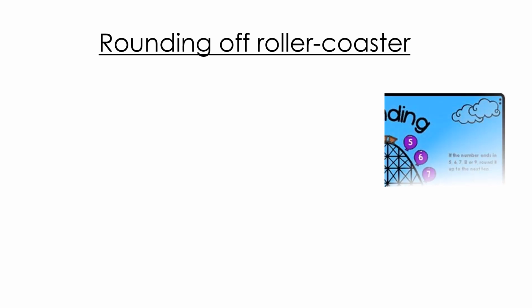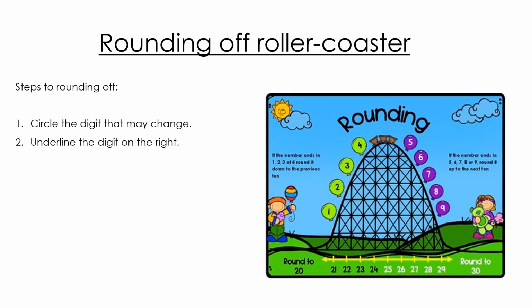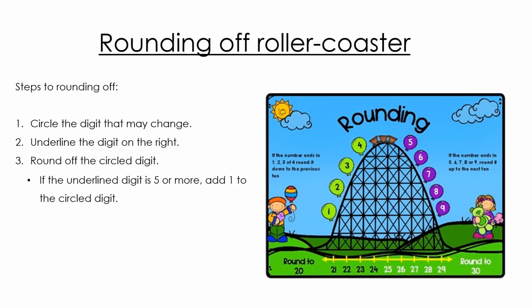Do you remember the rounding off roller coaster? Step number 1, circle the digit that may change. Step 2, underline the digit on the right. Step 3, round off the circled digit. This means if the underlined digit is 5 or more, add 1 to the circled digit. If the underlined digit is 4 or less, then the circled digit remains the same.